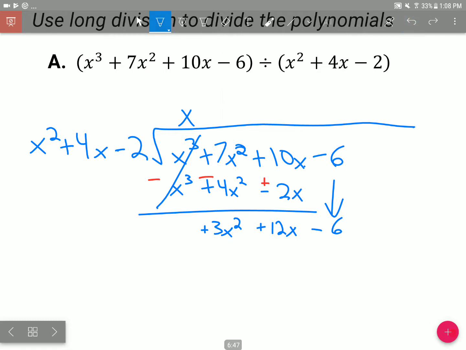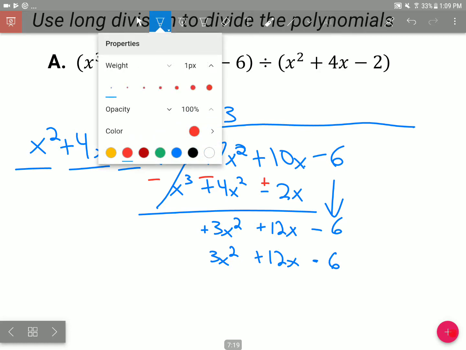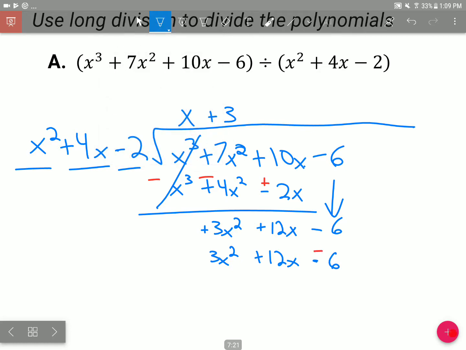So here we go. Positive 3. So 3 times x squared is 3x squared. Then multiply the next one. 3 times 4 is 12, and the x comes along further right. What's 3 times negative 2? Negative 6. All right. And then to keep brains from going overload, I don't like doing it either, we'll switch our signs.